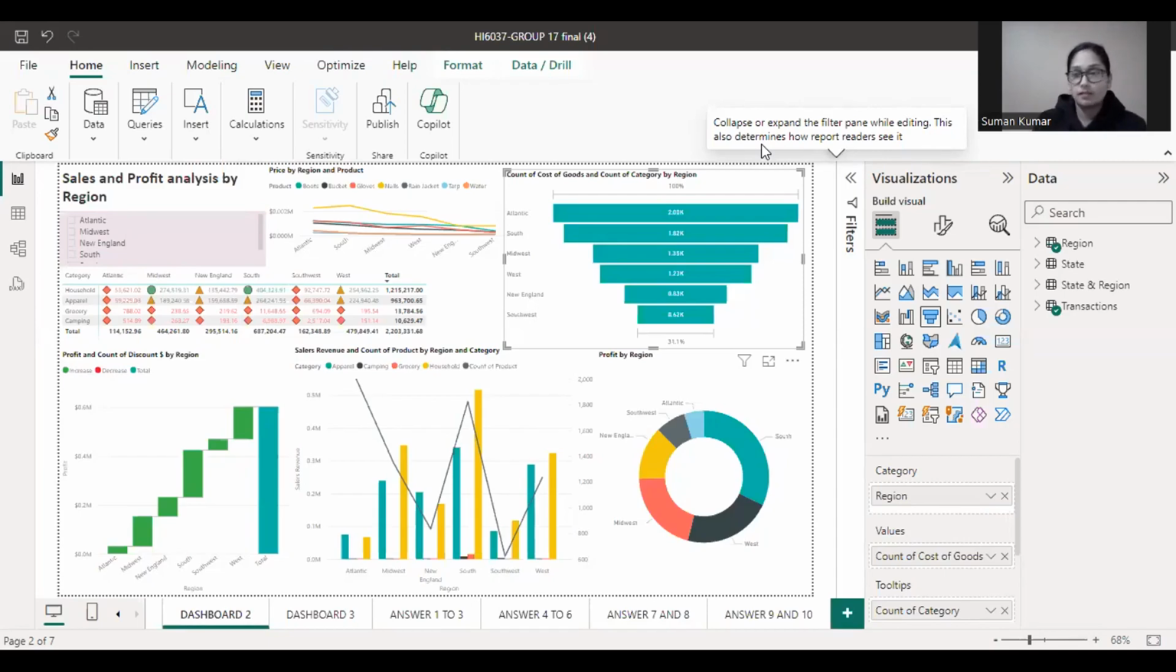Today, my focus is on dashboard number 2, where we are doing the sales and profit analysis by region. First and foremost, I'll show you the slicer. So in the slicer, we have shown the regions.